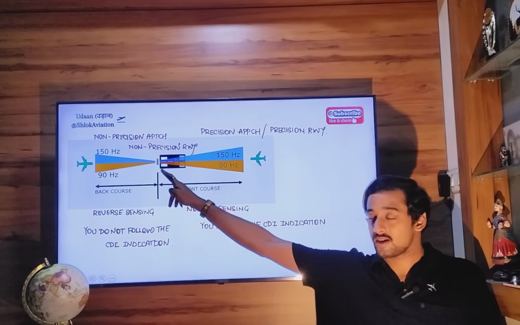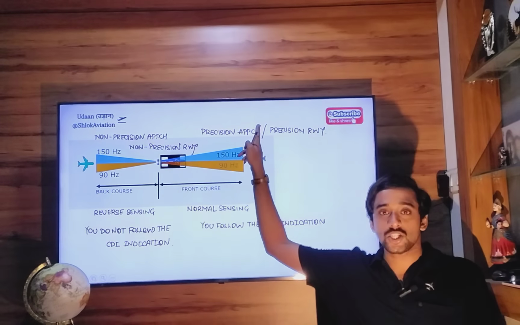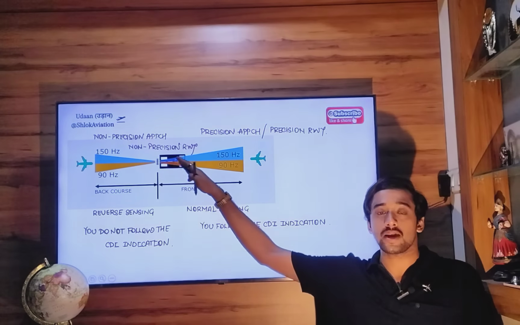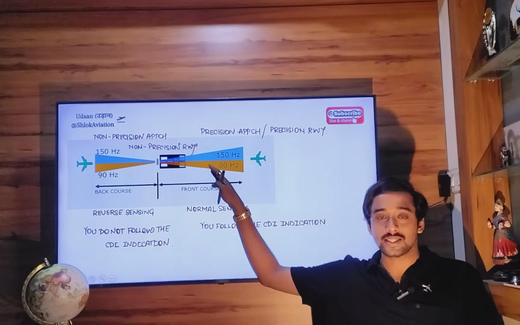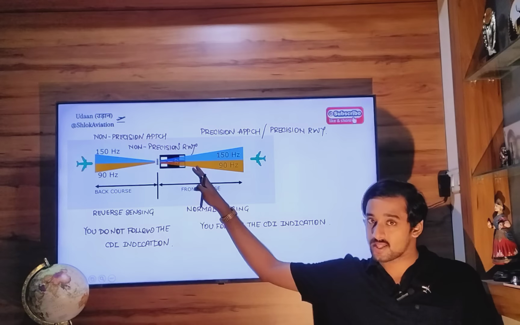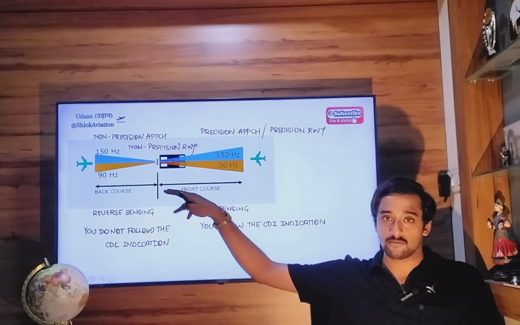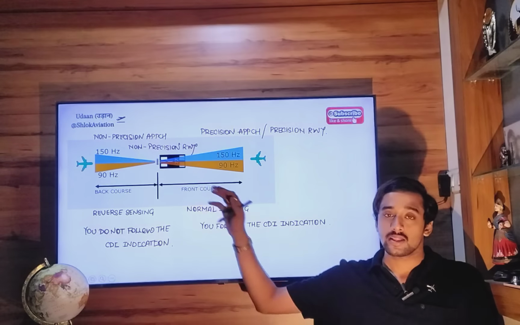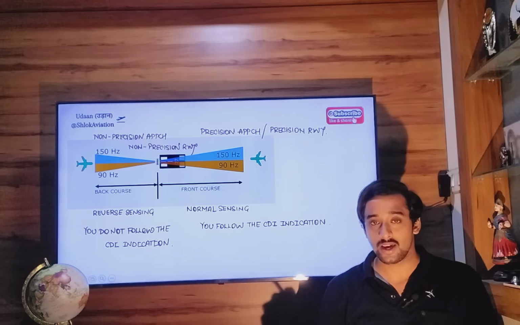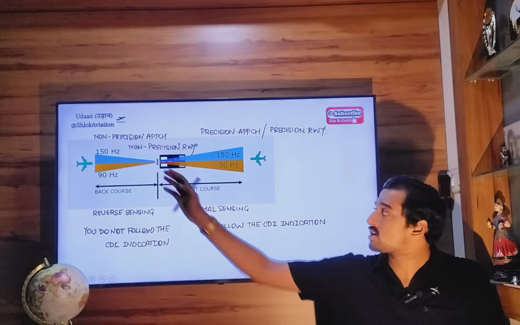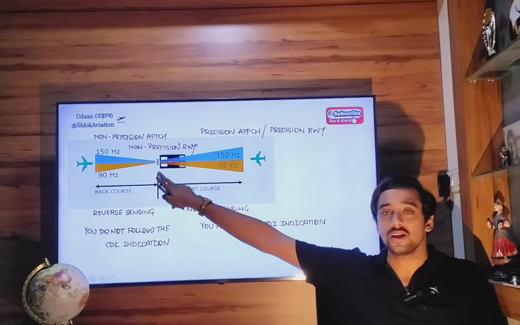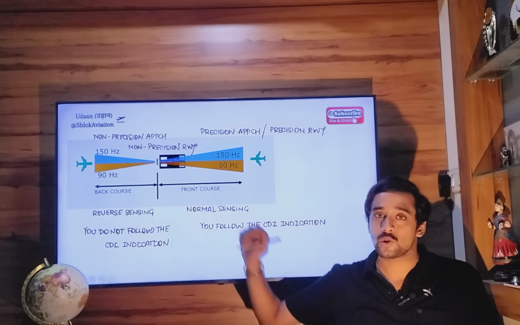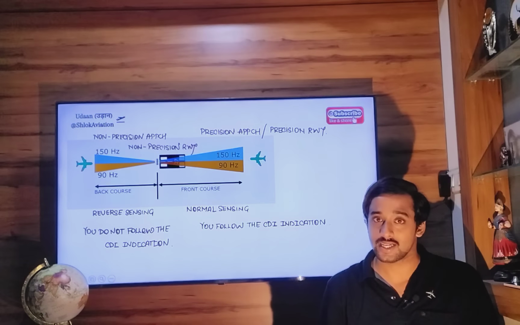Runway 09 is the non-precision runway. Runway 27 is a precision runway. This localizer antenna is primarily meant for providing ILS guidance for runway 27, not for runway 09. But if you are using that localizer antenna for runway 09, then it will be a non-precision runway. Therefore, we say the non-precision runway is nothing but the reciprocal of the precision runway, or the main runway, for which that ILS localizer antenna is established.